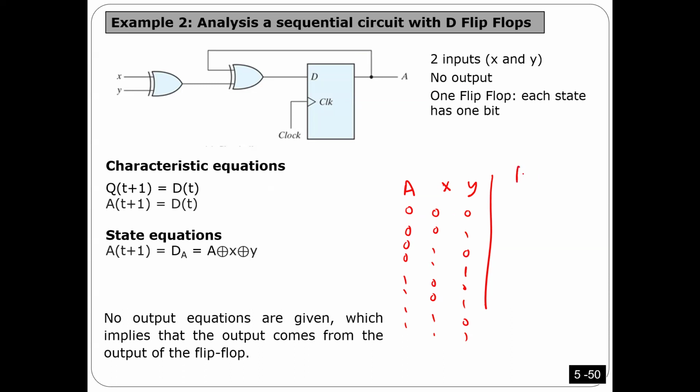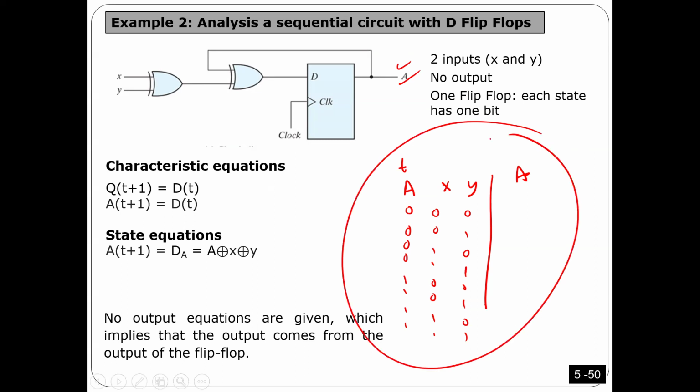And what should I put here as output? I have to put also the flip-flops, but because this is at time t, this is the new value at time t plus 1. If I have any output... I don't have any output here because the output will be the same as A. I don't have a special output calculated using a combinational circuit. That's it. So this is how the table will look. Is that okay? So all I need to calculate is only A.